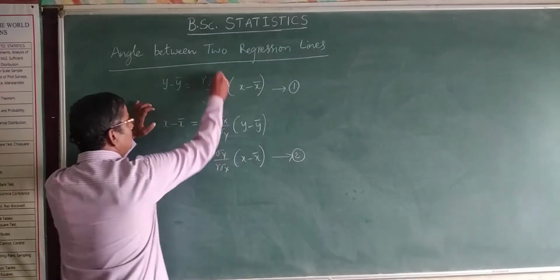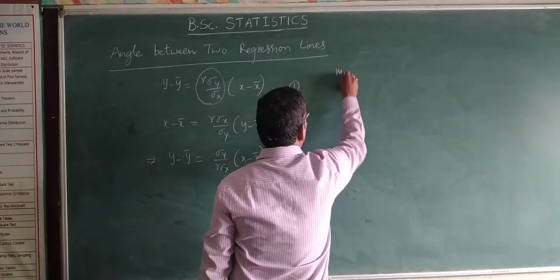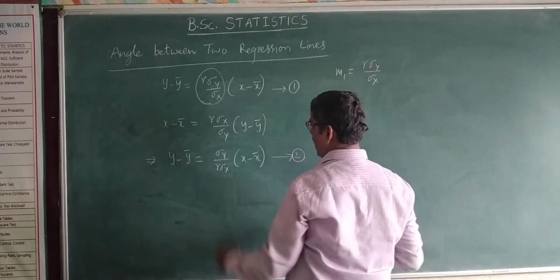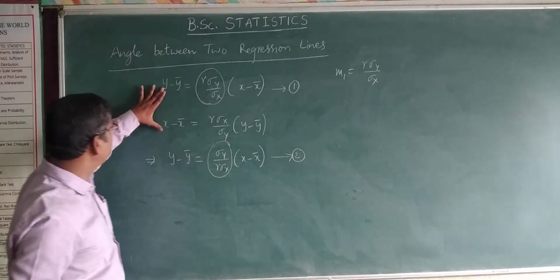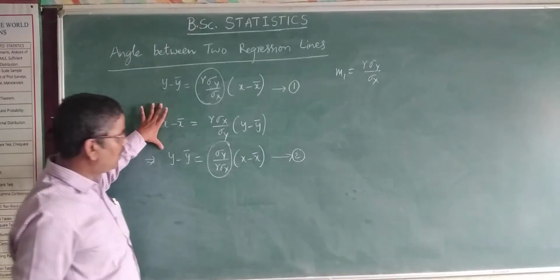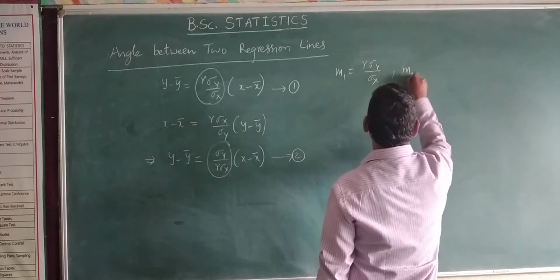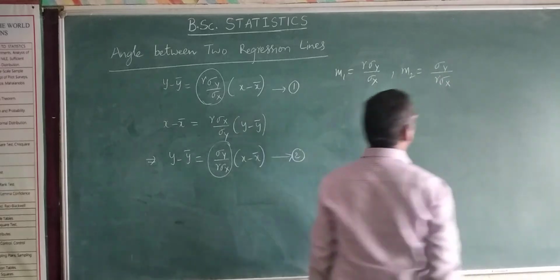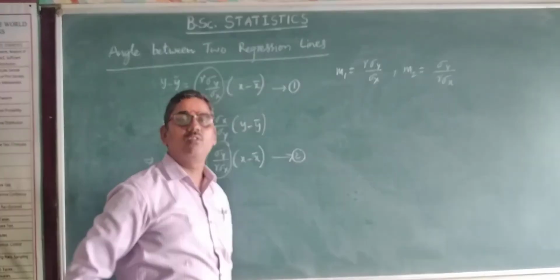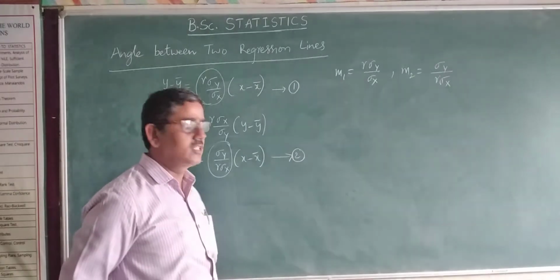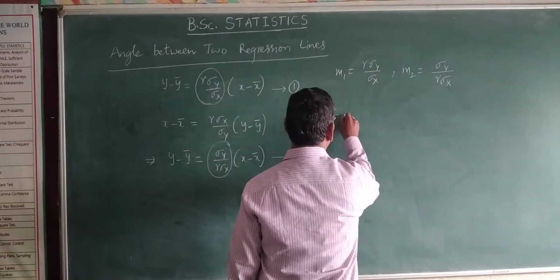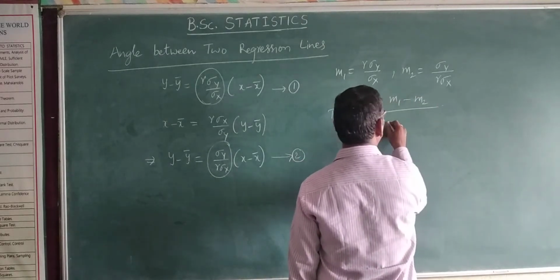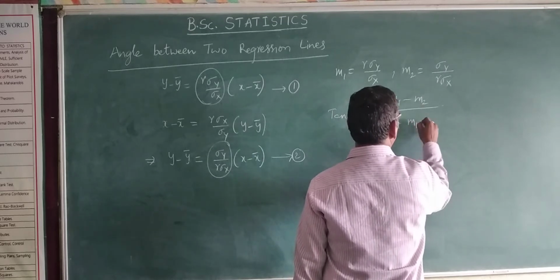Here the slope is m1. m1 is the slope of the first line, r into sigma y by sigma x. And m2 is the slope of the next line, sigma y by r into sigma x. Then we can easily calculate the angle: tan theta is equal to the difference of m1 and m2, that is m1 minus m2, divided by 1 plus m1 m2.